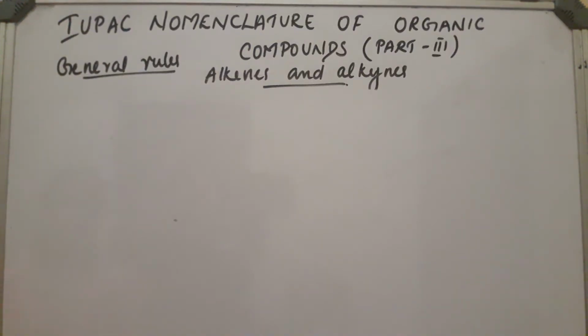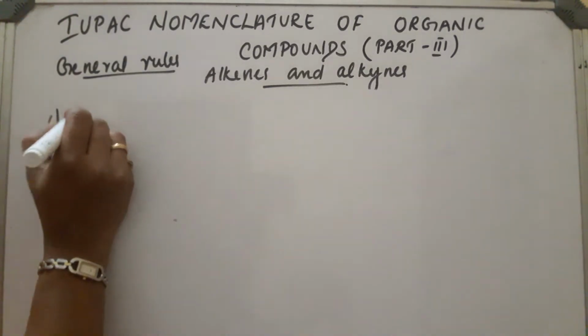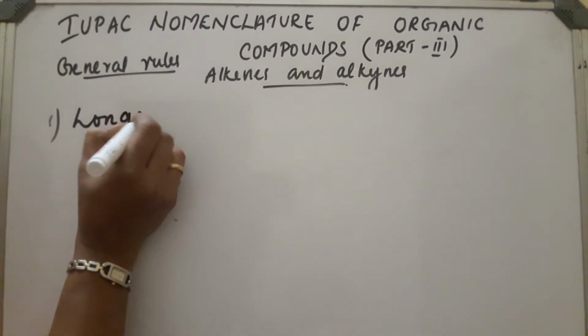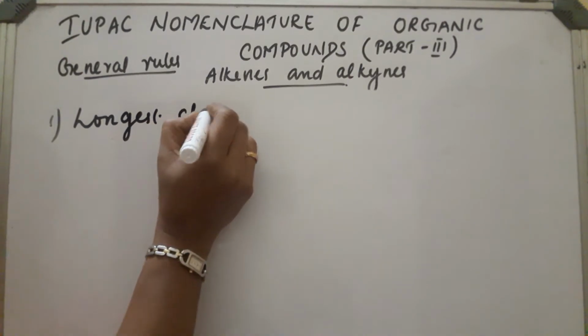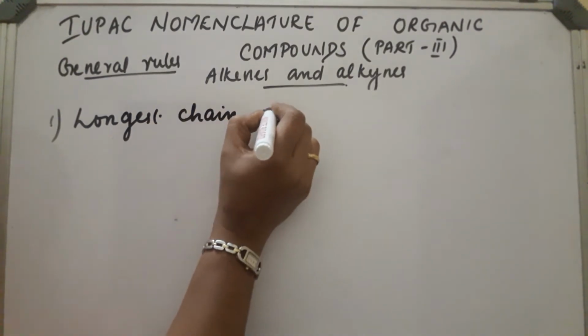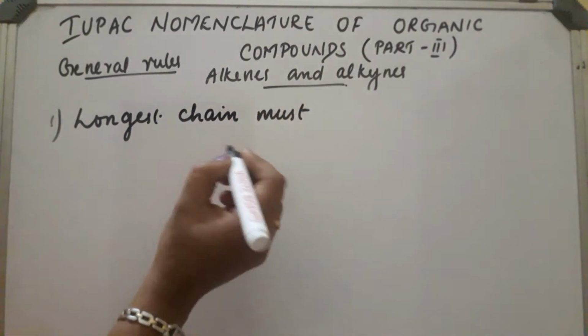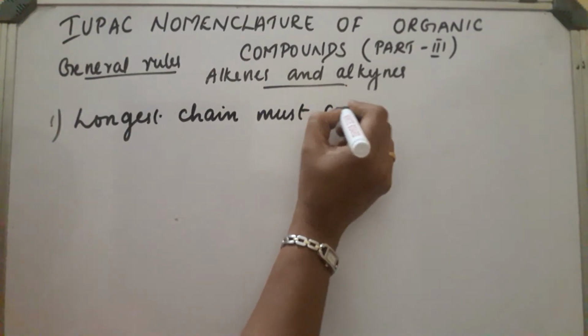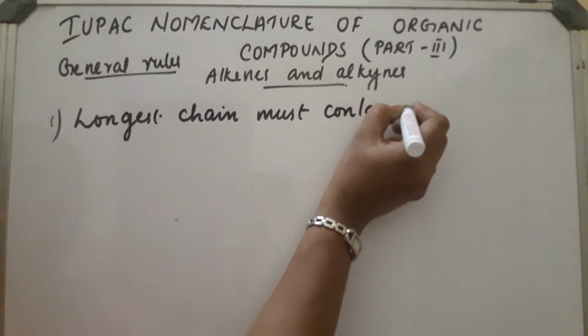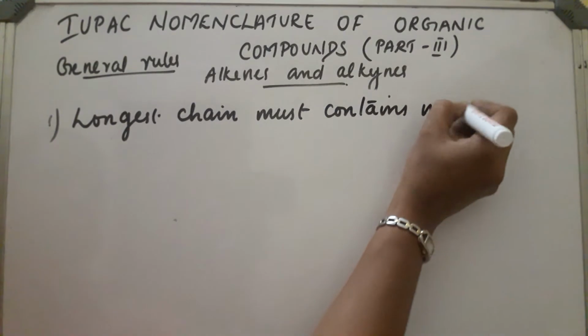IUPAC Nomenclature of Organic Compounds, Part 3. Here we are discussing the general rules for nomenclature of alkenes and alkynes. First one is: the longest chain must contain the multiple bonds, that is, the double bond and triple bond.